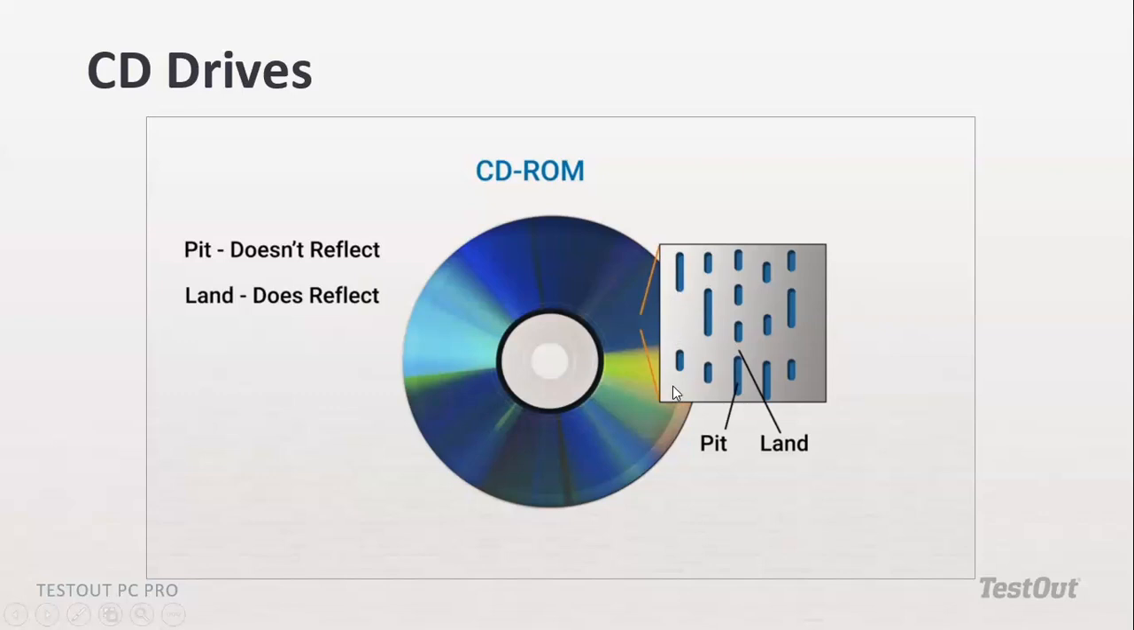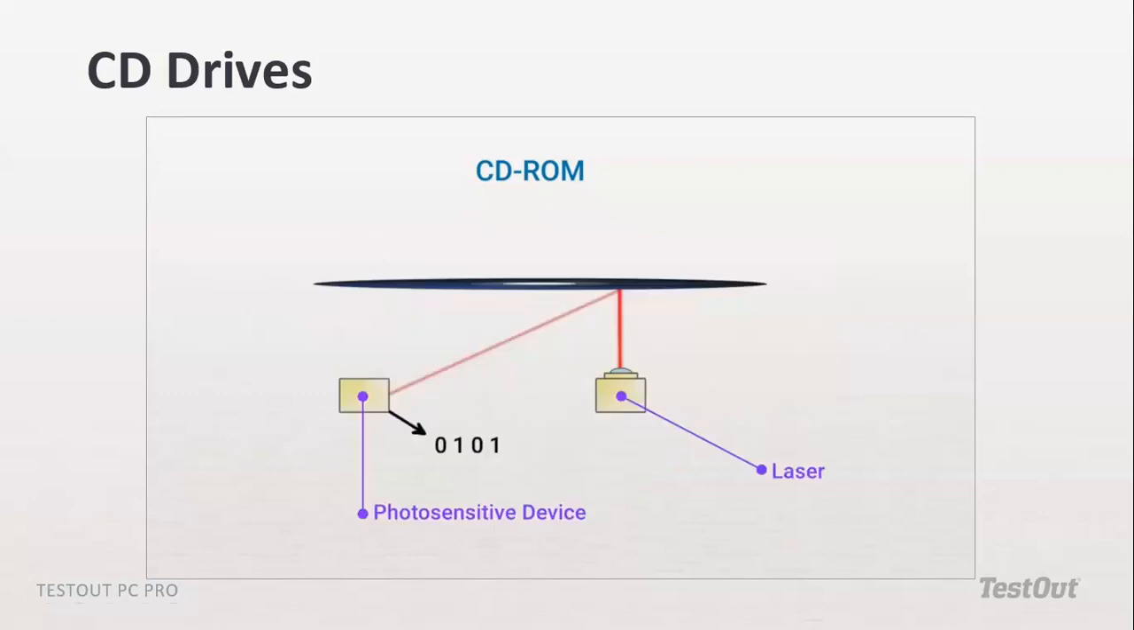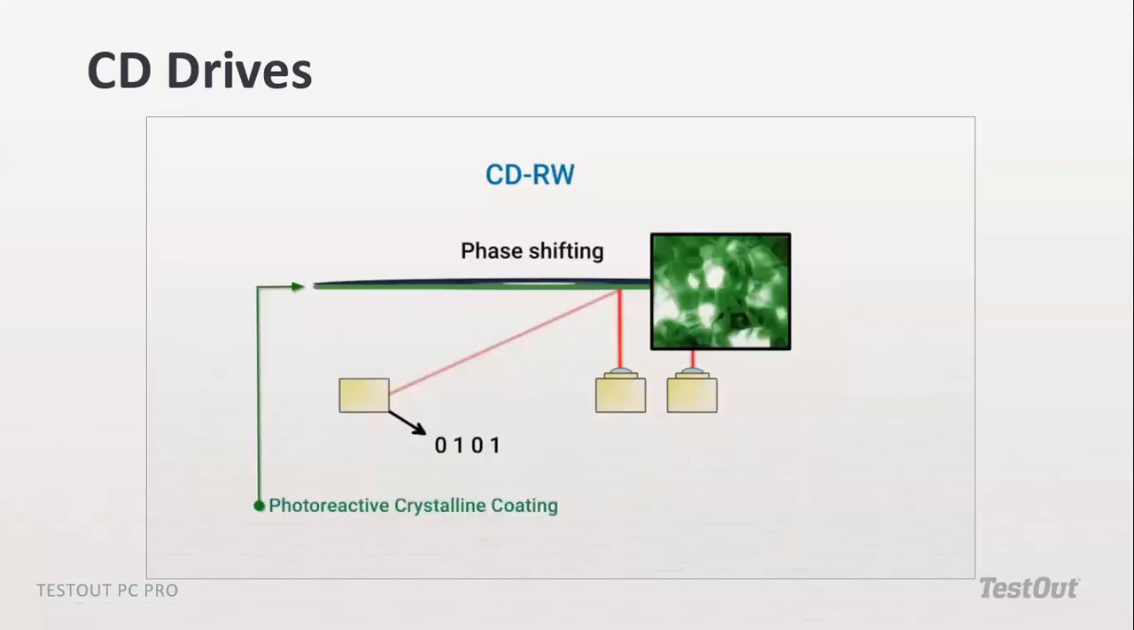This pit and the other pit, there's a long distance, so that can be a lot of ones or a lot of zeros, depending on which algorithm is being used. So that's how data is being read from CD drives. So, photosensitive crystalline coating. So the CDRW, this is how the CDRW read-write surface looks like.